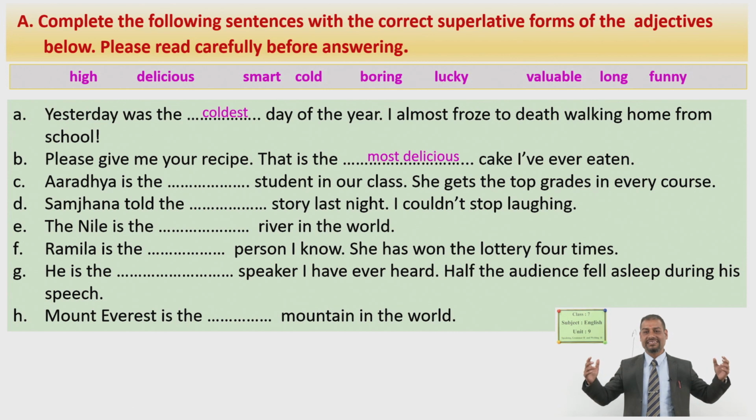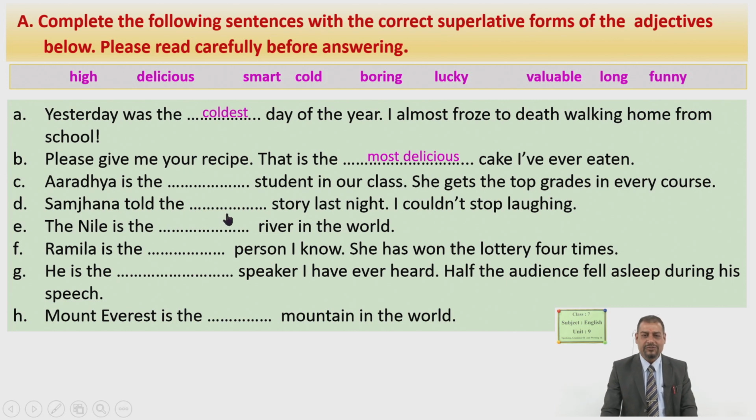Now C. Aradhya is the, what is your correct answer? Student in our class. She gets the top grades in every course. So what is it? First of all, you have to find out the correct adjective. What is it? Smart. And what is the superlative form of smart? Smartest. Okay. Aradhya is the smartest student in our class. She gets the top grades in every course. Is it clear? Okay, like this.